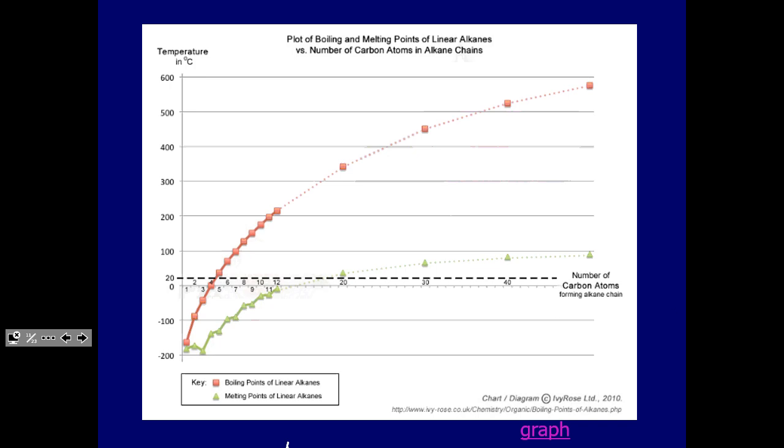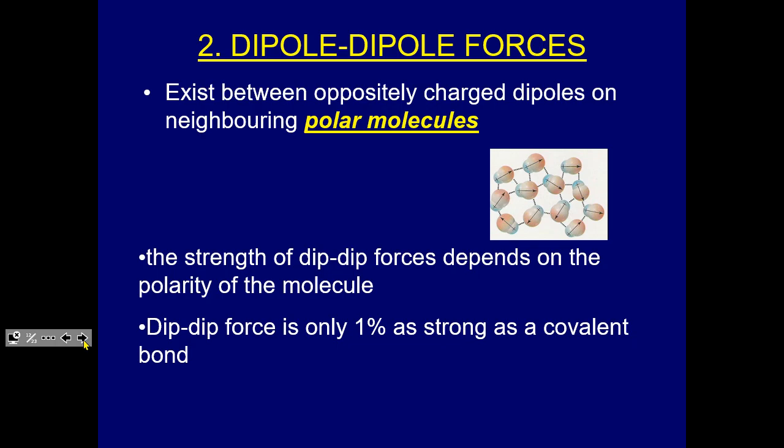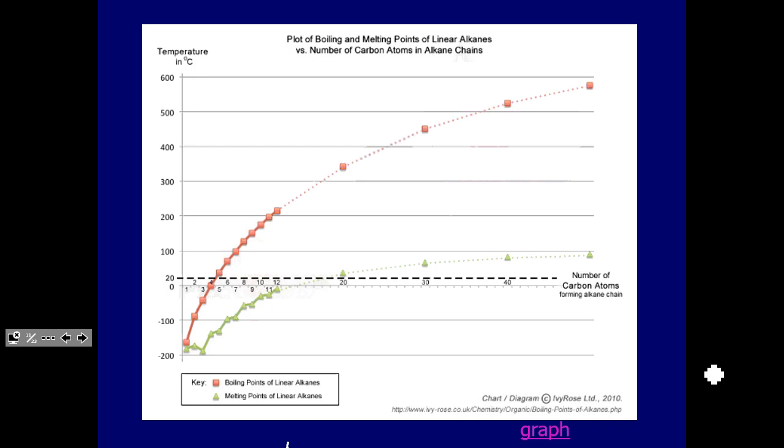So that's for London forces. They are the weakest, but they can be quite strong. You can see, if I just go back for a moment, if we've got something that has 40 and 50 carbons, we've got a melting point that's like 500 to 600 degrees Celsius. Like that, that's a boiling point. That is high. That is hot. So these big molecules, even though they're nonpolar, can still have very high melting points and boiling points if they're really big. Okay.